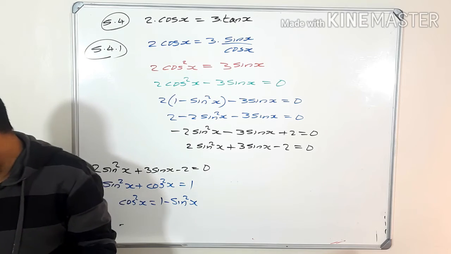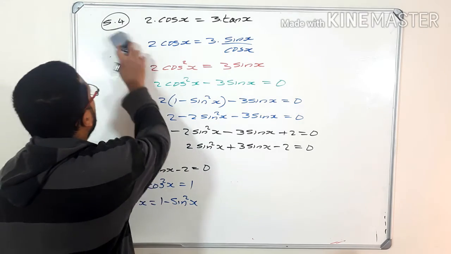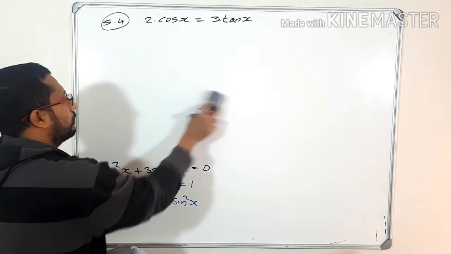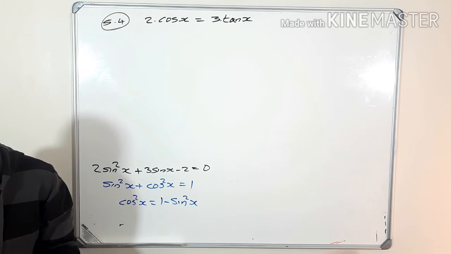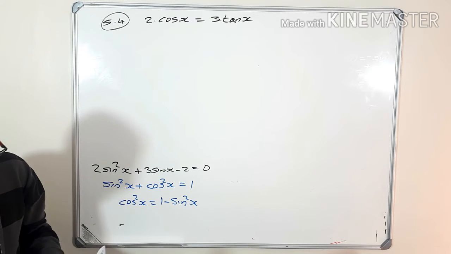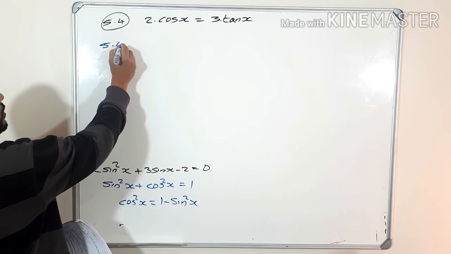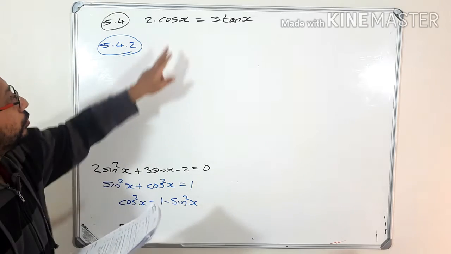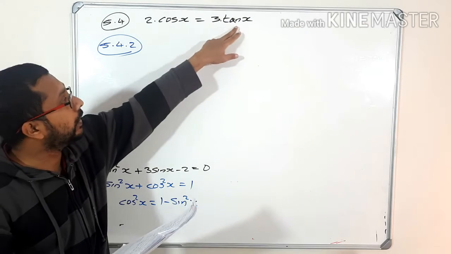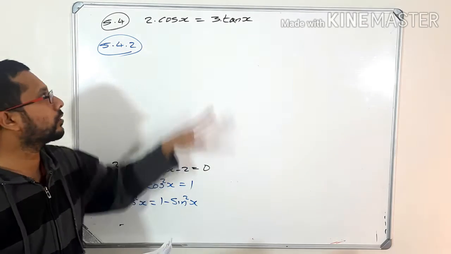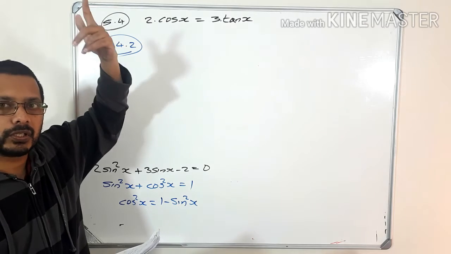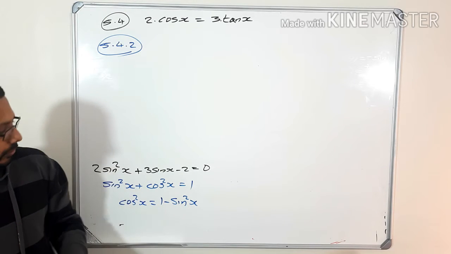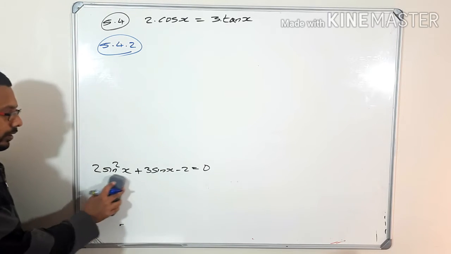Now look at the next question, 5.4.2. What is 5.4.2? Determine the general solution of 2 cos x is equal to 3 tan x. You have to find the general solution of this expression. In the previous question we already proved that this expression is the same as this one.